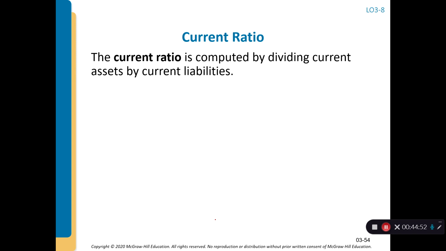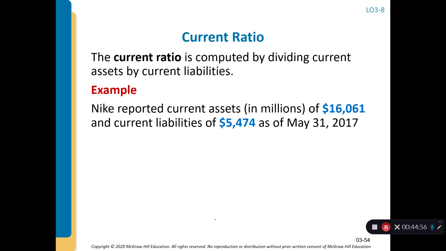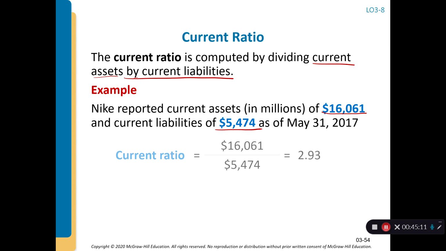Okay, and the current ratio, when we go back to earlier, is computed by dividing the current assets by the current liabilities. In Nike's case, it reported current assets of 16,061 and current liabilities of only 5,474. So the current ratio is 2.93. In other words, this indicates that the company has $2.93 of current assets to cover each $1 of current liabilities, right? So for each $1 that you owe in current liabilities, it can be paid with $2.93 of current assets. Okay.